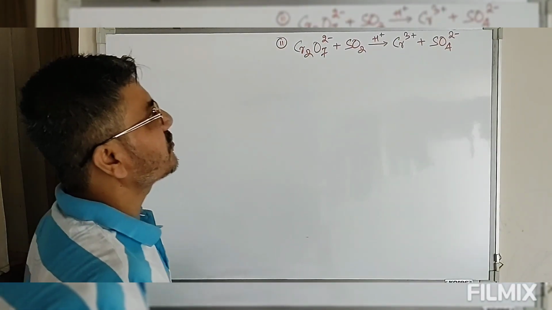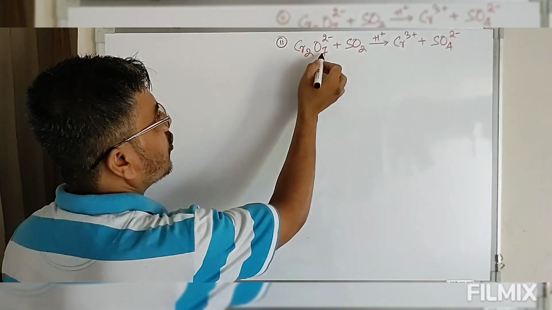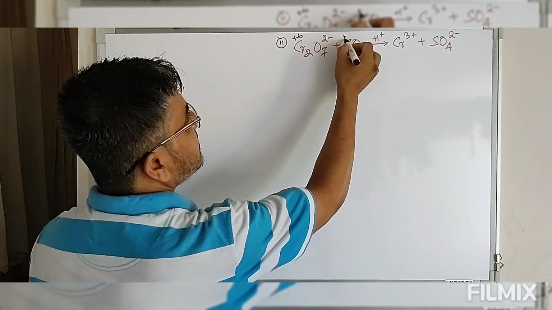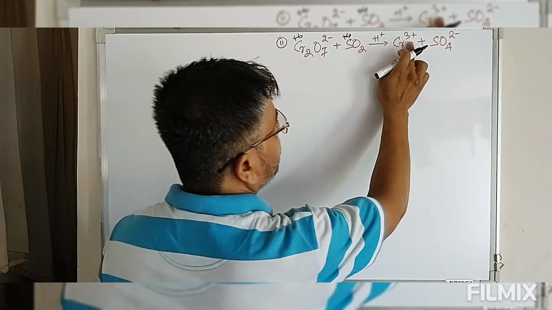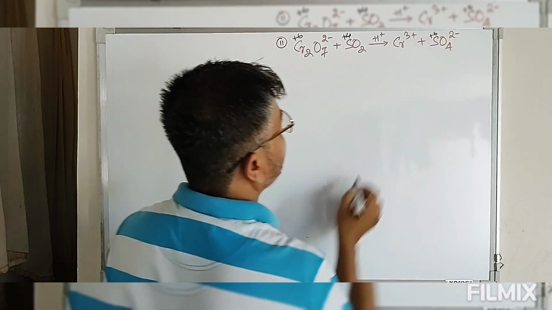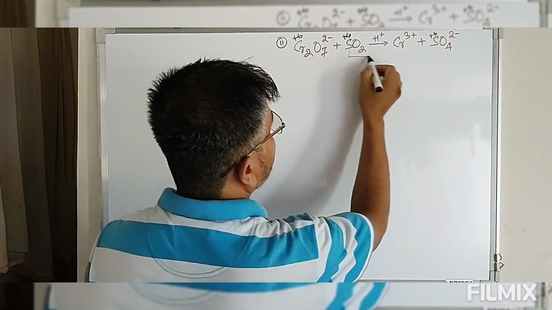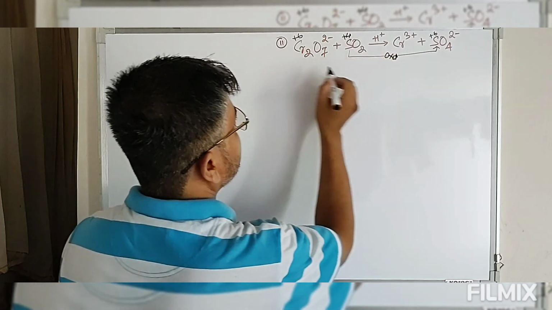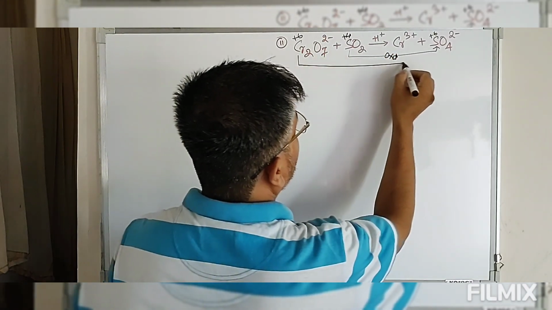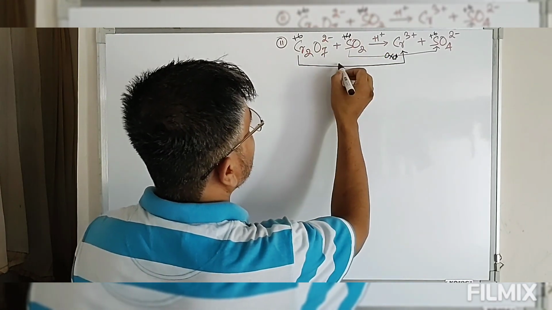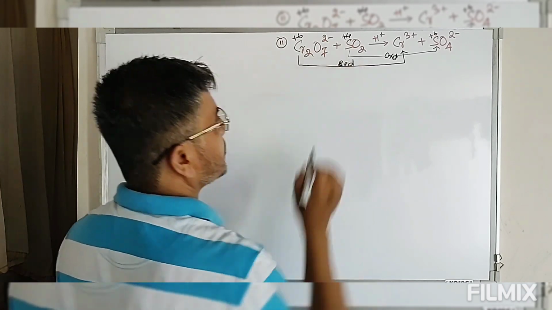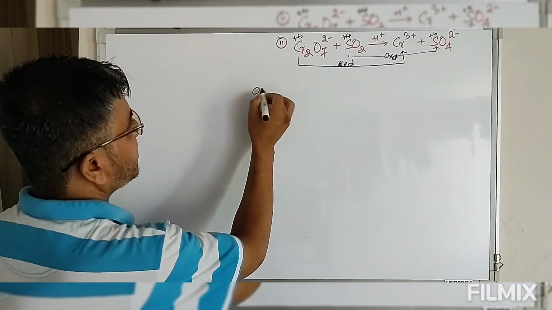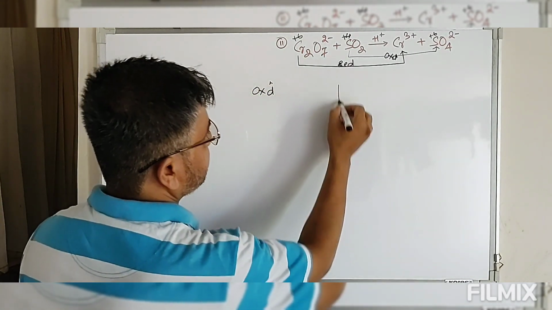So first we have to find the oxidation state. Chromium is plus 6 here, sulfur is plus 4, plus 3, sulfur is plus 6. So now look at this, sulfur changing from plus 4 to plus 6, so we say this is oxidation. Chromium changing from plus 6 to plus 3, so we say this is a reduction. So we have oxidation and the reduction half. So we will separate oxidation and the reduction.